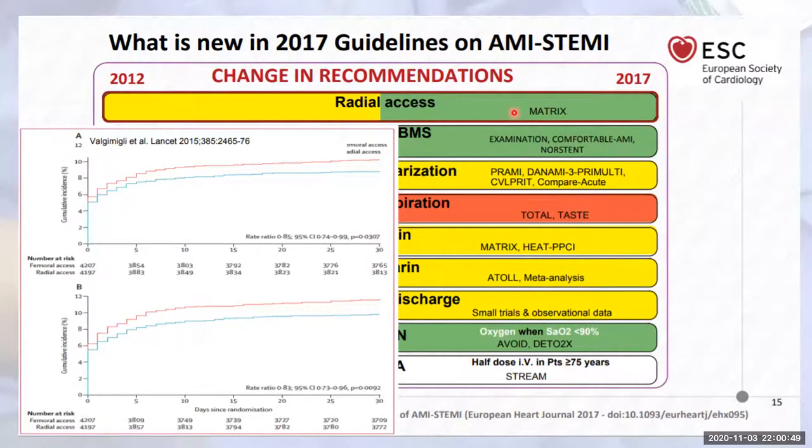And the results at that time came out equal, without any statistically significant difference regarding the MACE. And at that time we heard about the NACE, which is the net adverse clinical events, and it came in favor of radial access. And since that time, radial access is considered the primary and main access for all cases coming with acute coronary syndrome, especially STEMI patients.